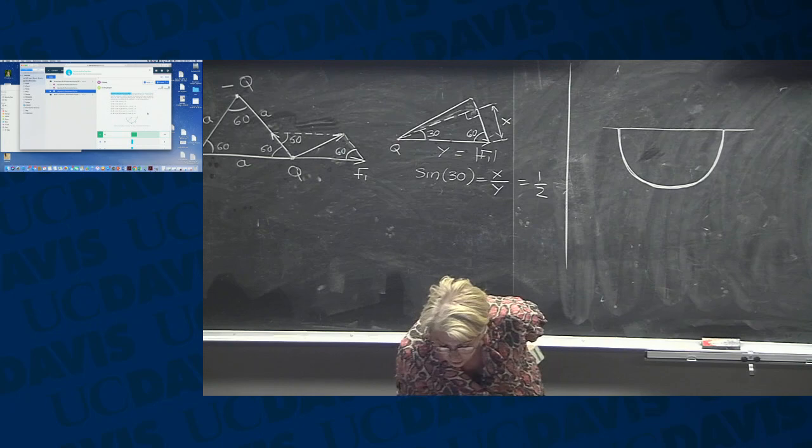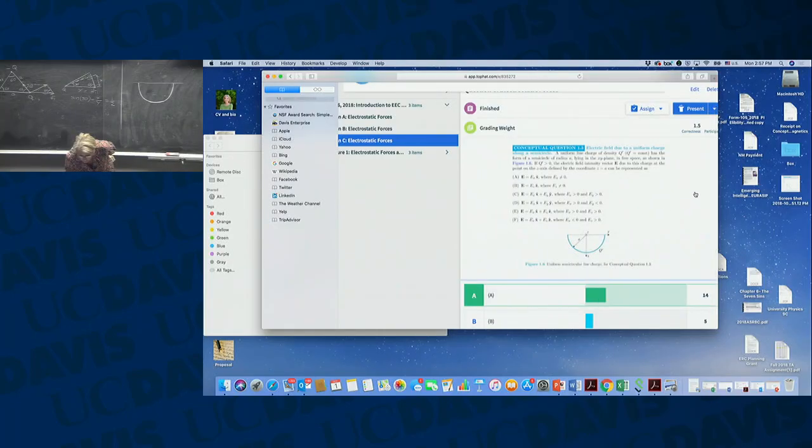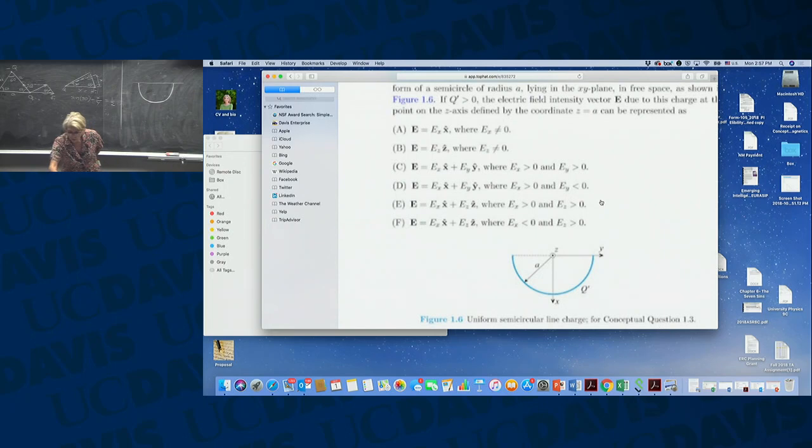And one of the answers here, the first one, gives you the solution that the E is going to have only the X component, and EX is not going to be 0. And then it gives you all kinds of other answers, the Z component, X plus Y, and so forth. All right. This is a charge that is distributed like this.